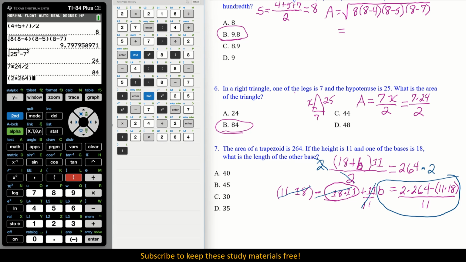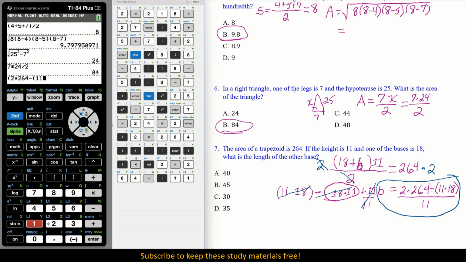Oh, no, that's not going to work. We need double. I'm going to clear it. I need double parentheses. You'll see what I'm talking about. Actually, no. Never mind. I think I had it right. 2 times 264. Yeah, I could do it. Minus parentheses. Yeah, it'll be all right.